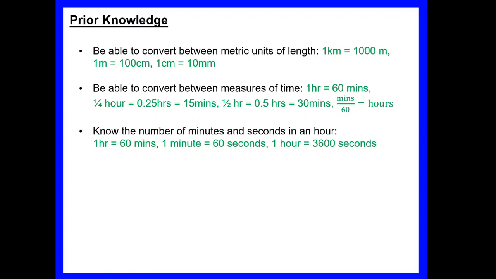We should also know the number of minutes and seconds in an hour. That makes it much easier to do some of these calculations. So 1 hour is 60 minutes, 1 minute is 60 seconds, therefore 1 hour is 3,600 seconds. So if there are 60 minutes to an hour and 60 seconds to a minute, 60 times 60 is 3,600, so there must be 3,600 seconds in 1 hour. If you need to, pause the video now, make a note of those, or go back and do any of the previous lessons if you're not sure about any of those things.